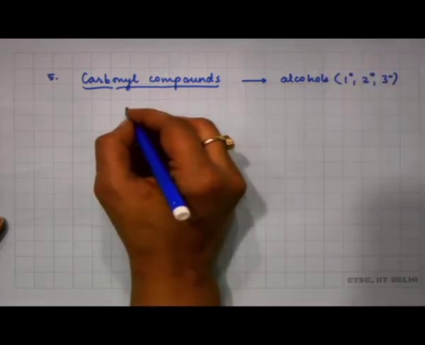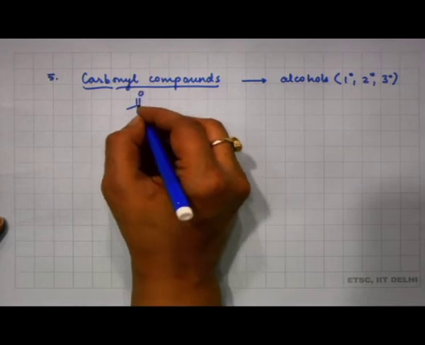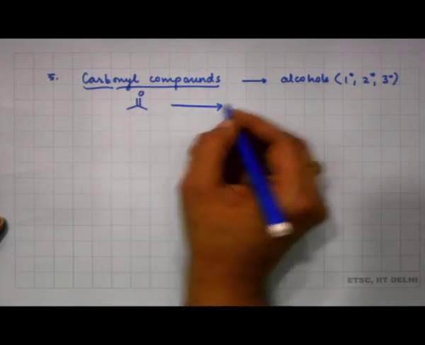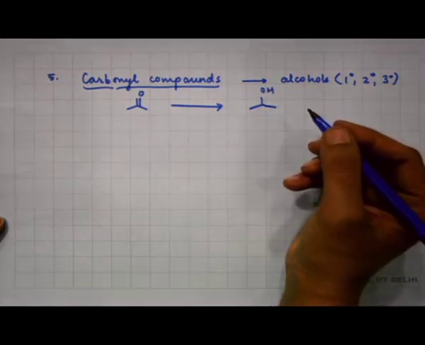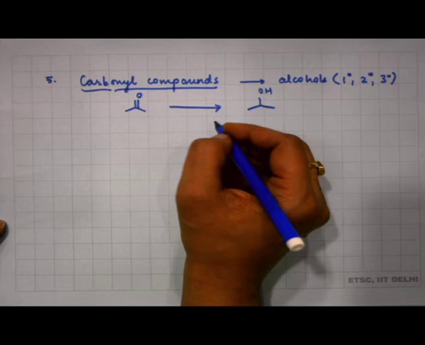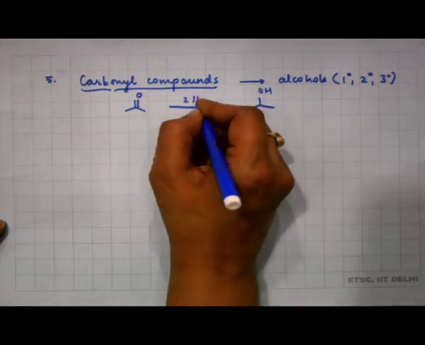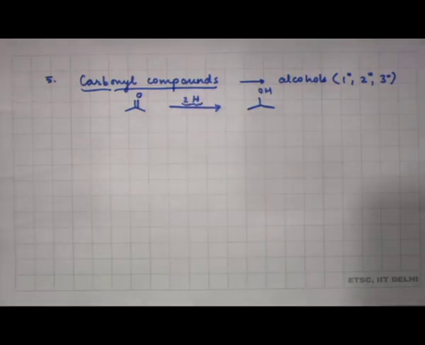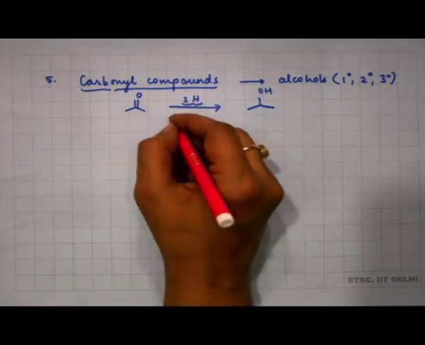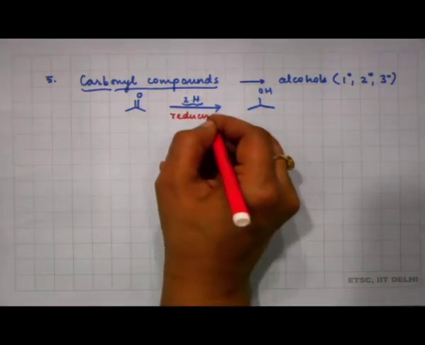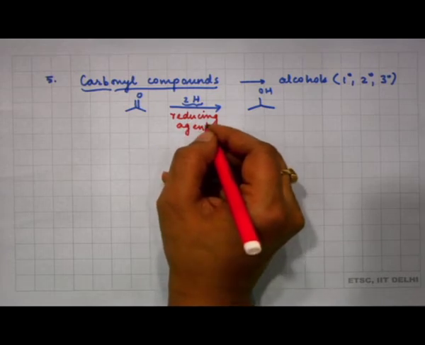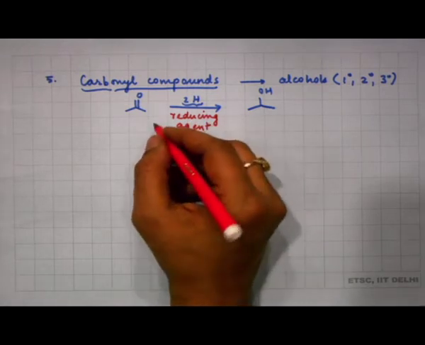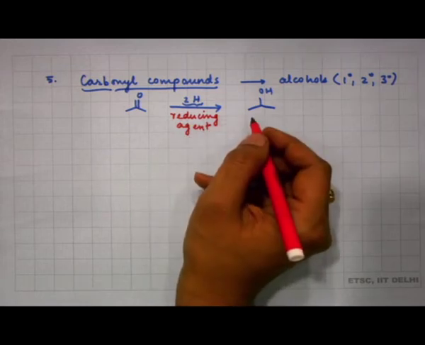So, if I have to show a general scheme, I can say any carbonyl compound can be converted to the corresponding alcohol. What we are doing in the process is we are adding 2 hydrogen atoms. That means we need some source of hydrogen which can come from any reducing agent. So, we need a reducing agent to carry out the reduction of the carbonyl compounds to the corresponding alcohol.